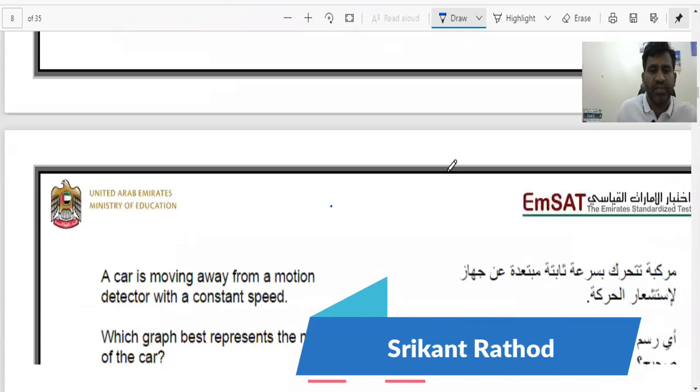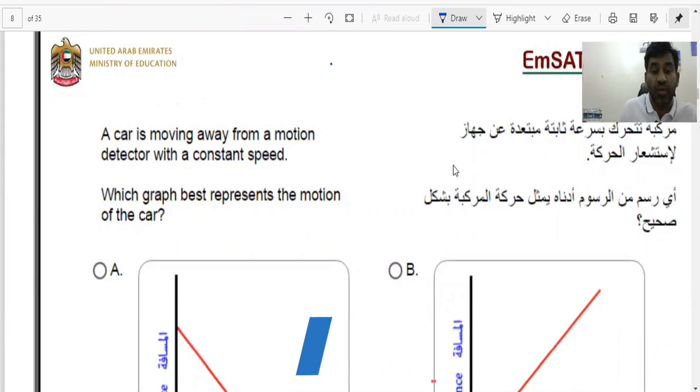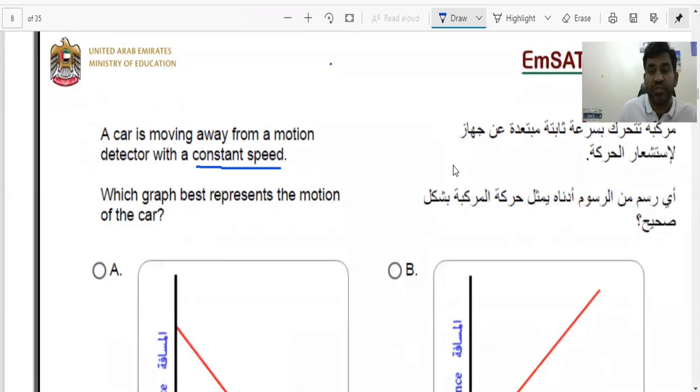Question number 3 says a car is moving away from a motion detector with a constant speed. Now look at this: when they say constant speed, it will definitely go in a linear way. A car is moving away from a motion detector with a constant speed. Which graph best represents the motion of the car?